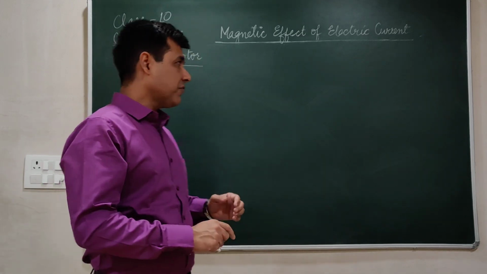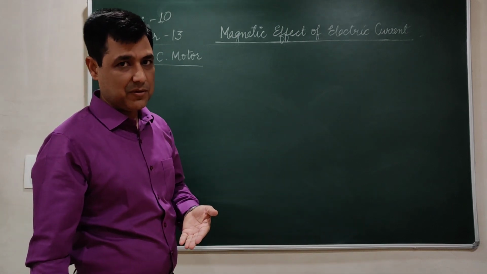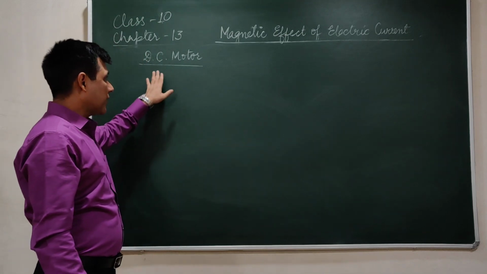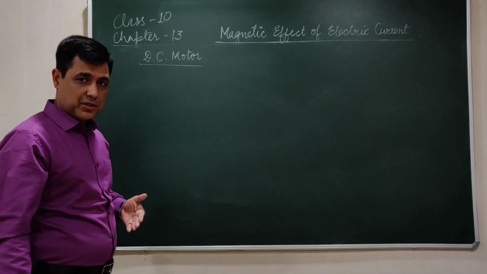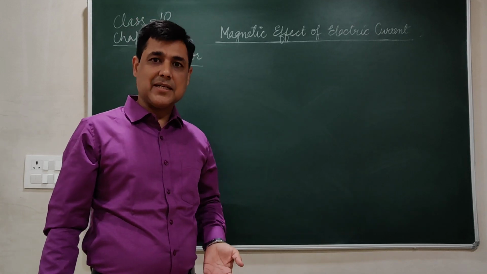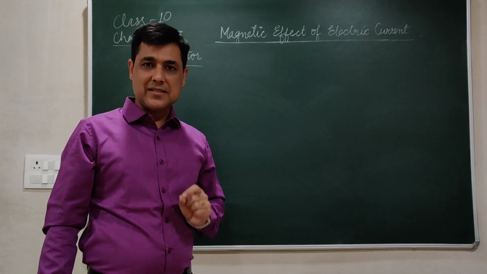So we are studying about DC motor where we are using the direct current. That means we will be using a battery or a cell. So first we talk about what is motor. We use motor in several ways. We have many appliances at our homes where motor is used. So motor is an electric device.